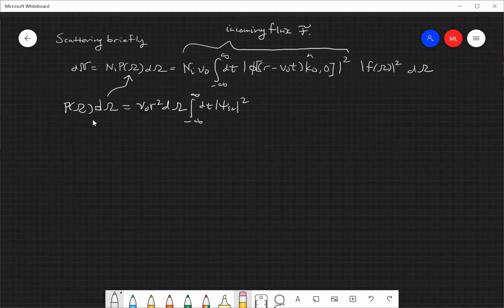for the scattered portion, because this probability is the probability you get scattered into a particular solid angle. You're assuming that you're detecting things away from the incoming direction, that it's in some solid angle that's away from the initial direction, so you don't capture any of the incoming particles that didn't get scattered.